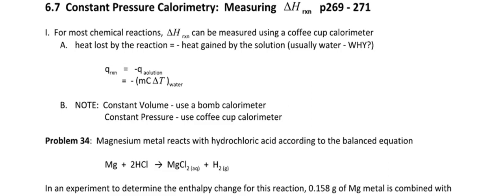This is chapter 6.7. This is constant pressure calorimetry, measuring delta H of a reaction. And this topic is going to be very, very important for our future lab. This is really what we're doing. Constant pressure calorimetry are usually measured in coffee cup calorimeters. You've already kind of seen those in a prior lab, those styrofoam cups there.